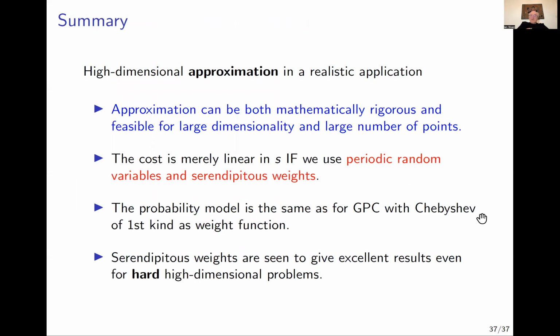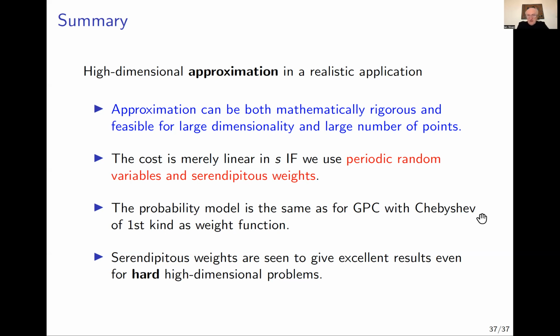So I'm coming to the end. I've rocketed through. So we're now looking at high-dimensional approximation in a, we think, quite realistic application. But this is the diffusion problem. This is the elliptic problem, which is certainly much easier than anything. We don't claim we can do hyperbolic problems at this time. The approximation can be both mathematically rigorous and feasible for large dimensionality and large numbers of points. The cost is merely linear in S and linear in N if we use our periodic random variables and serendipitous weights.